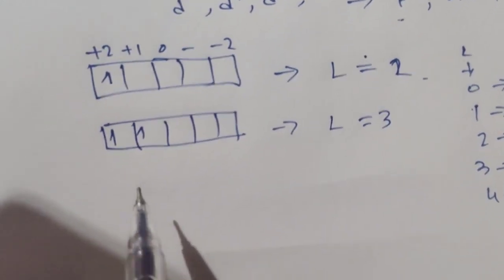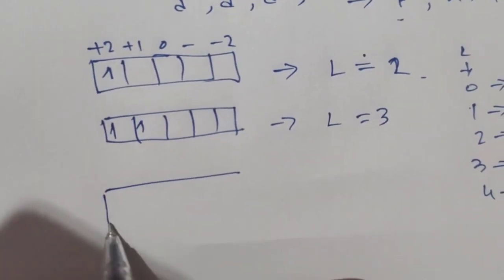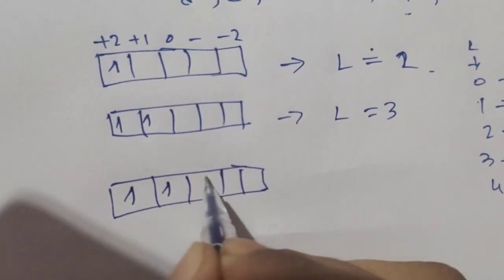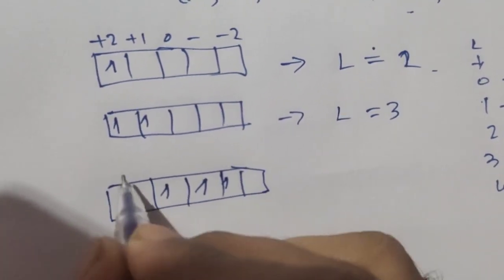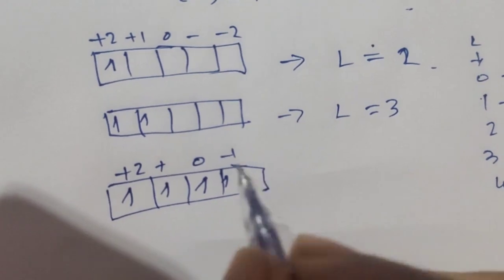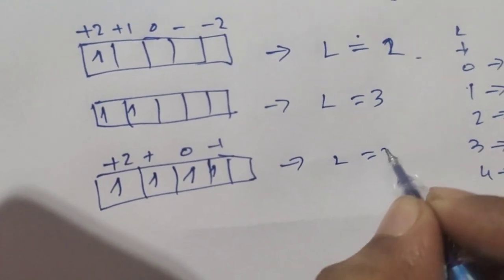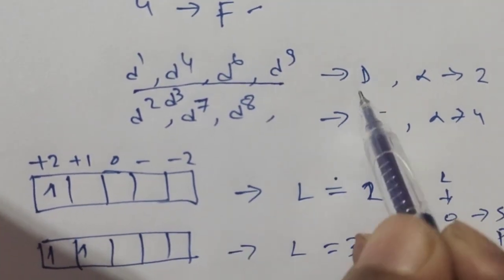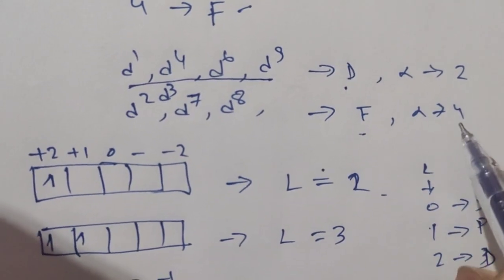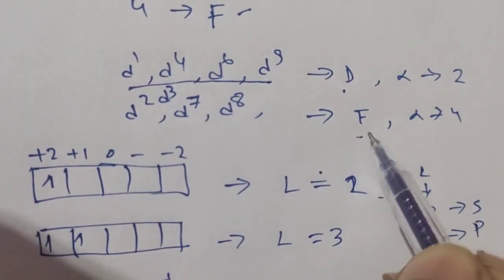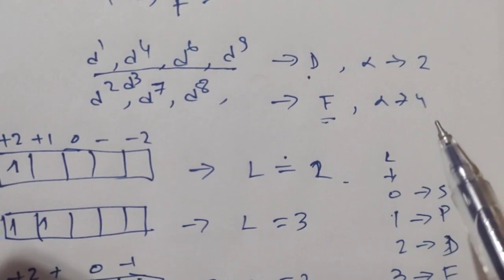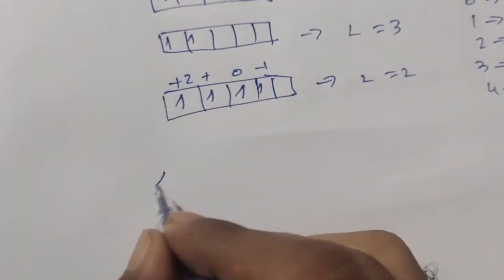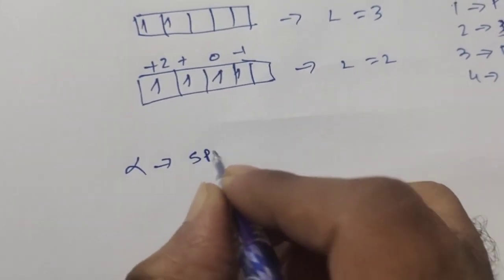Similarly, let us calculate a few more. If we calculate D4, the net value will be +2 +1, 0, -1, so L is equal to +2, and we will get the term D. So you need to remember D1, D4, D6, D9, the term will be D and the alpha value will be 2, and for the rest the alpha value will be 4. Now let's come to the term lambda. Lambda is the spin-orbit coupling constant.